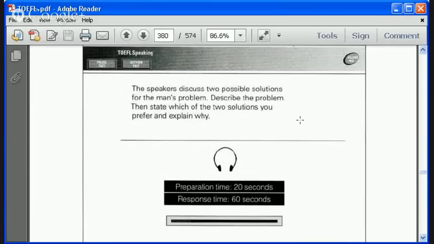The man's problem is that he can't start writing his paper. So her female friend suggests two solutions. First, he could sit at his computer and just start writing. And the second suggestion is that he make an outline. He could make an outline. If I were the man, I would choose the second solution.